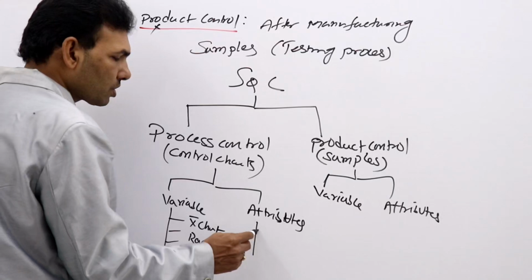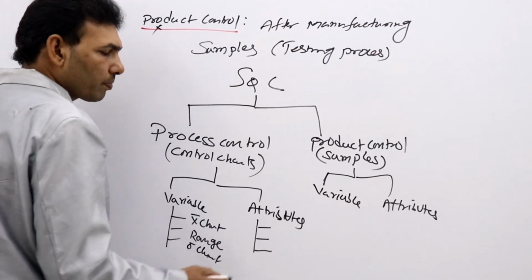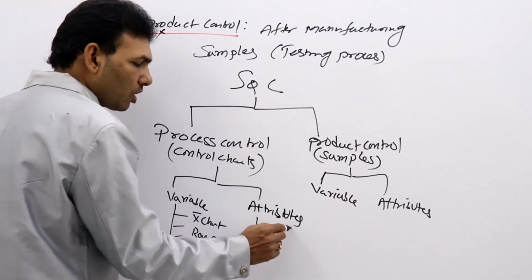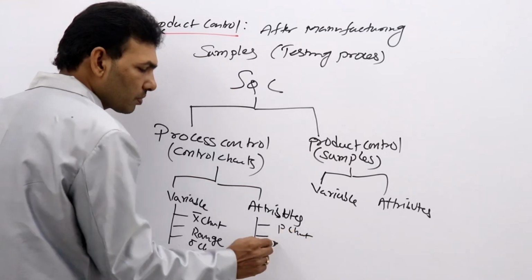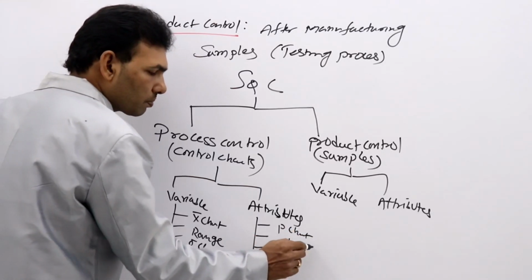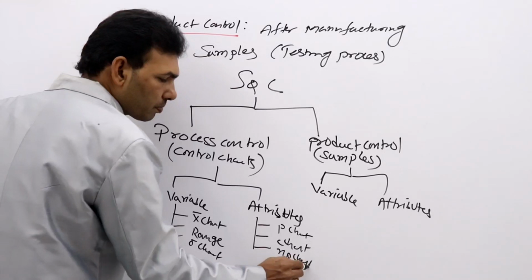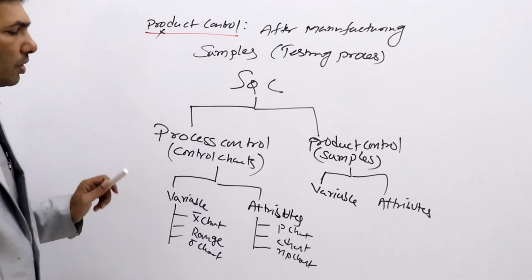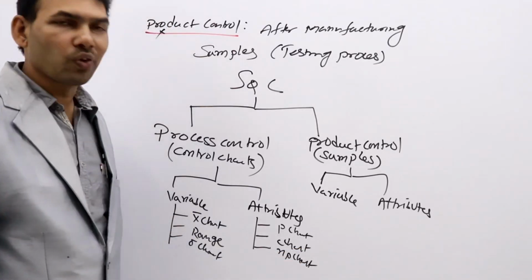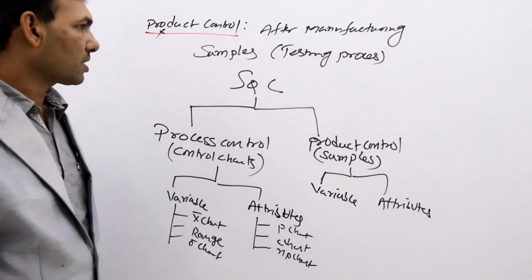Here in attributes, you will get the P chart, C chart, and NP chart. So these charts we are going to draw and discuss.